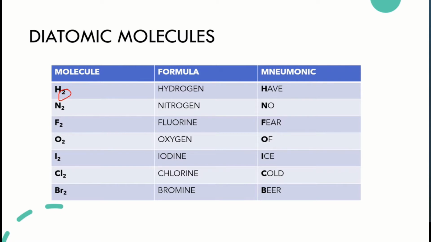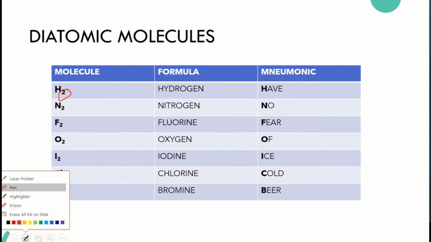Now here H stands for hydrogen, N for nitrogen, F for fluorine, O for oxygen, I for iodine, C for chlorine, and B for bromine. So all these are diatomic molecules.